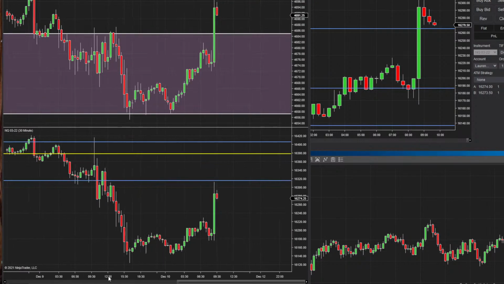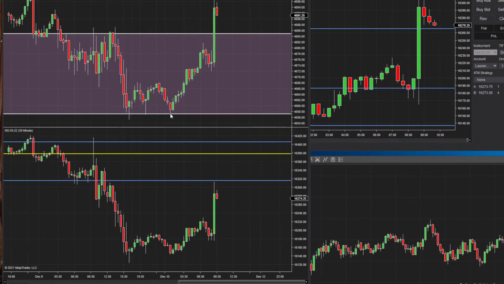Okay. NQ. Look at this. Look at this touch on that range though, even though I think it might need to go like one more point down.